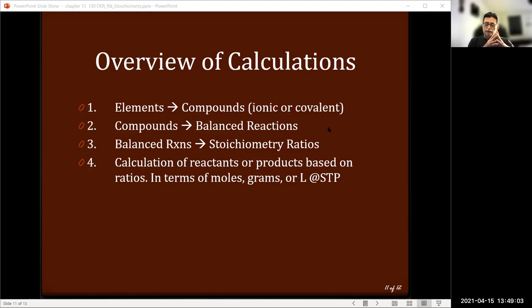And if you are dealing with liters, or want to determine liters, or you're given liters, you've got to make sure you're at STP, because only at STP is that 22.4 liters per mole relationship true.